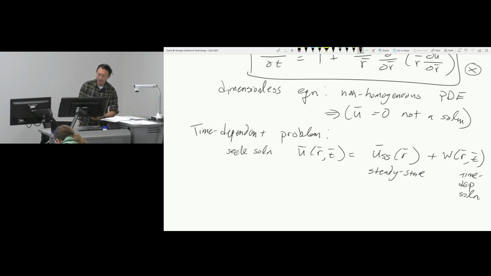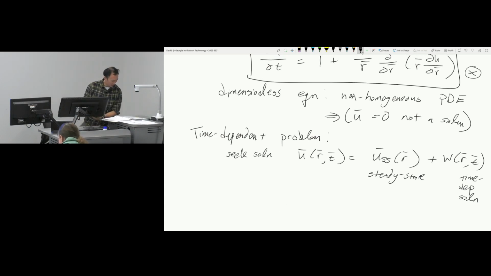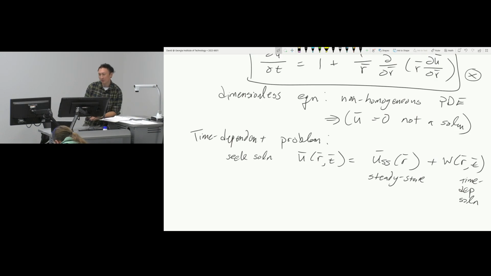All right, so I'm almost ready to proceed, except I need to figure out my steady state solution. Before it was in dimensional units, so I want to figure it out in dimensionless units.